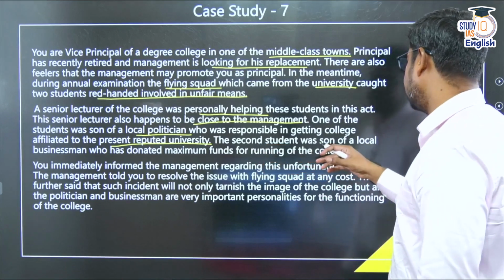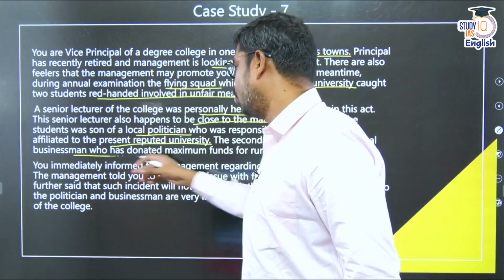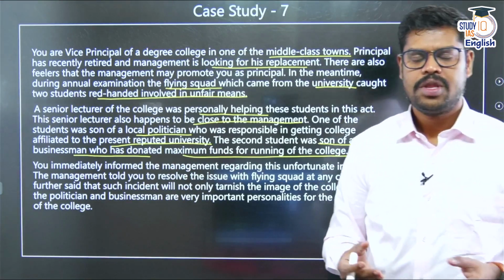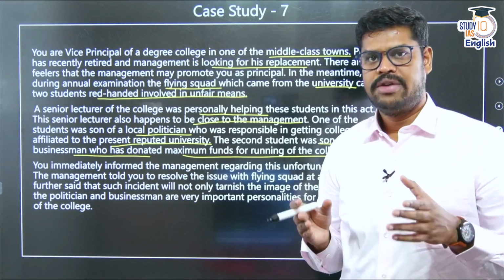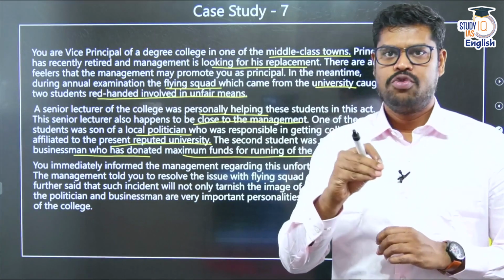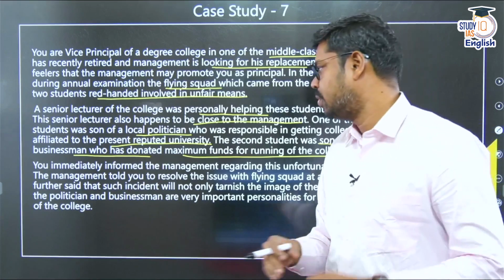The second student was the son of a local businessman who has donated maximum funds for running the college. So both these students involved in unfair practices, and their parents, have a lot of influence and are found to be very important to the management as well.